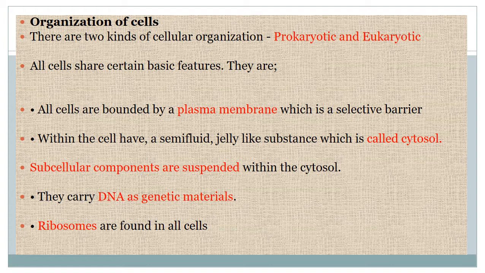That is, they are all bound by a plasma membrane, which is a selective barrier. Within the cell, they have a semi-fluid jelly-like substance which is the cytosol, and subcellular components are suspended within the cytosol. The subcellular components can be the different organelles, and they carry DNA as genetic material, and ribosomes are found in all cells.